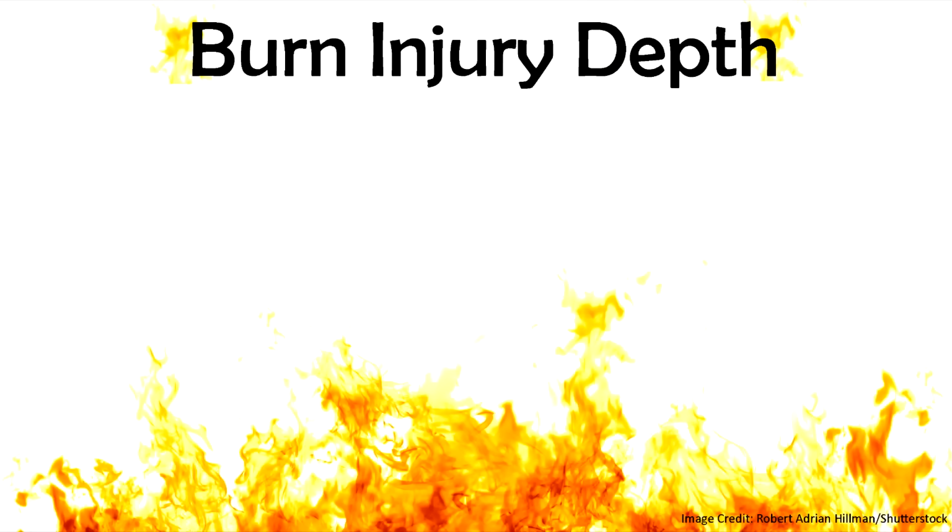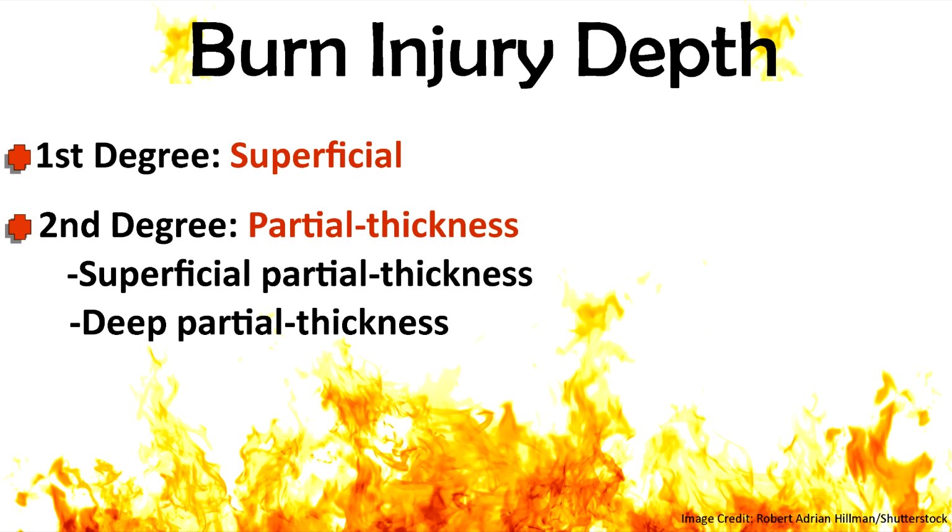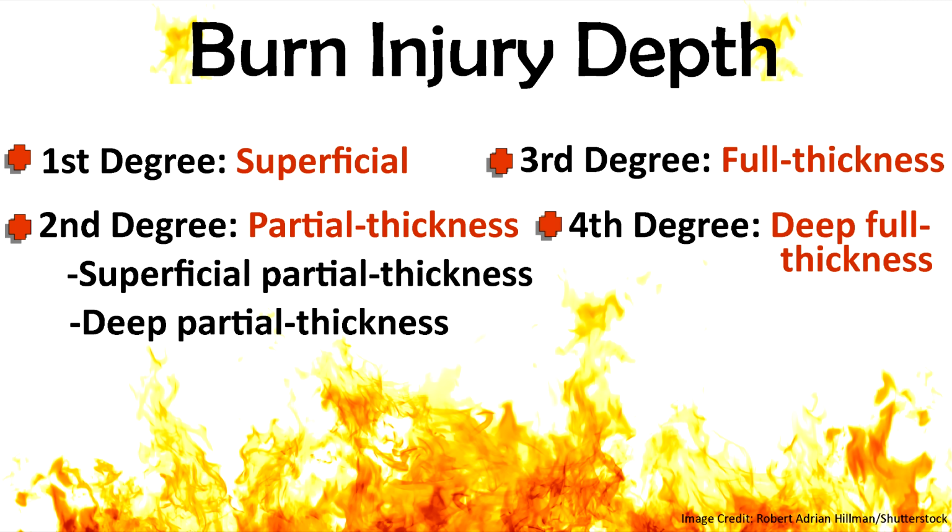So now, since we're familiar with the layers of the skin, let's talk about burn injury depth. Okay, we're going to be talking about first-degree burns, which are superficial burns. We're also going to be talking about second degree, which are your partial thickness burns. And this is where we're getting down into the dermis. And you can have various depth in these second degree burns. You can have superficial partial thickness, or you can have deep partial thickness. Next, we're going to talk about third degree burns, which is where we're getting into the full thickness burn, so pretty severe burn. And we're going to be talking about fourth degree, where this is deep full thickness.